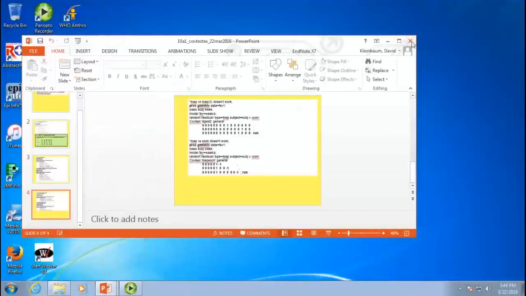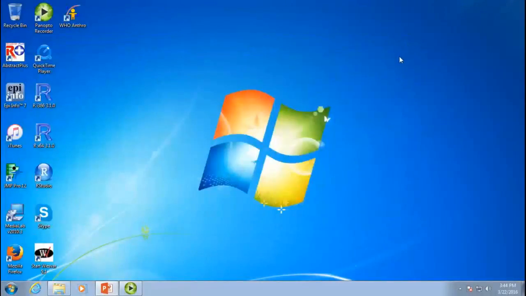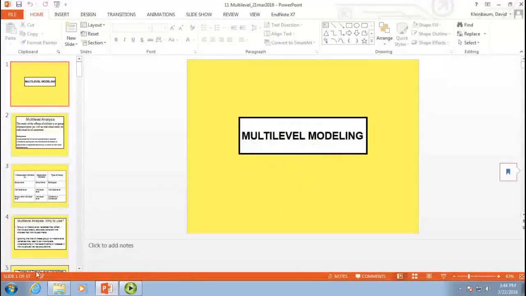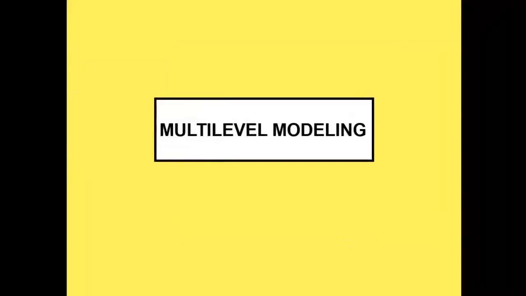Okay, so with that, I want to do 5 minutes, then we take a break. I want to introduce multi-level, and then we take a break. Okay, so here we go. I got to say something about it before we take off here for a little bit.